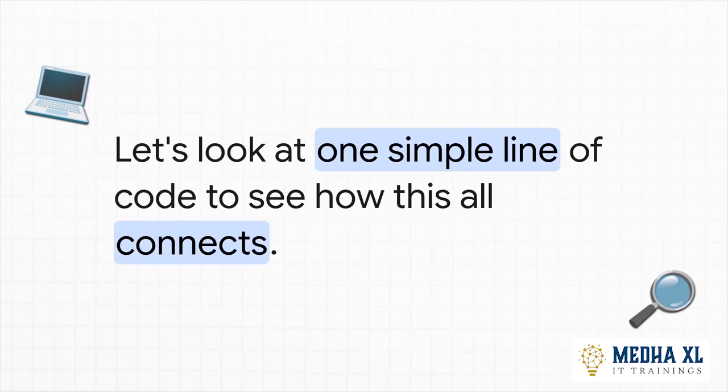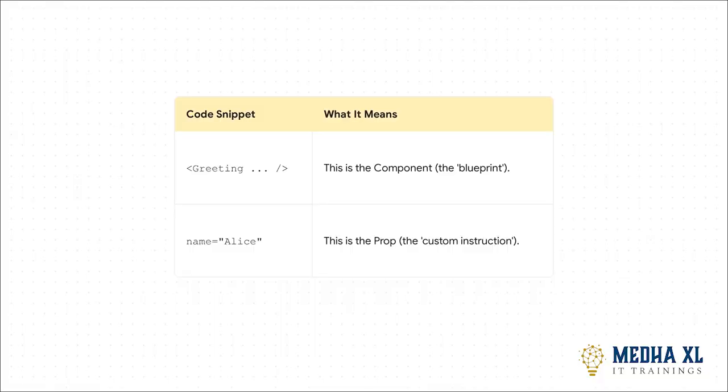Now, we're going to look at one single, simple line of code that shows this whole thing in action. And hey, don't worry if you're not a coder. This is incredibly elegant and easy to understand, I promise. Okay, check out this line of code. The first part, Greeting, that's our component. Think of it as the reusable blueprint or Lego brick. Now look at the part inside, name equals Alice. That's the prop. That's our custom instruction. We're literally telling the specific greeting component, hey, the name you need to use for this one is Alice.